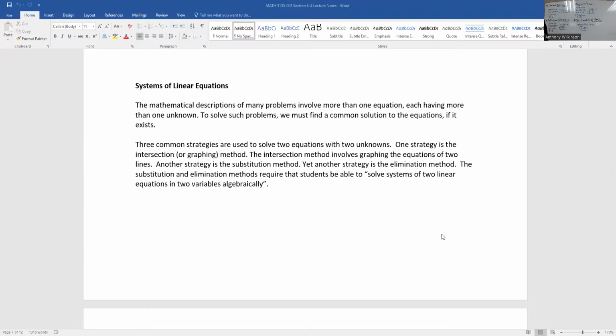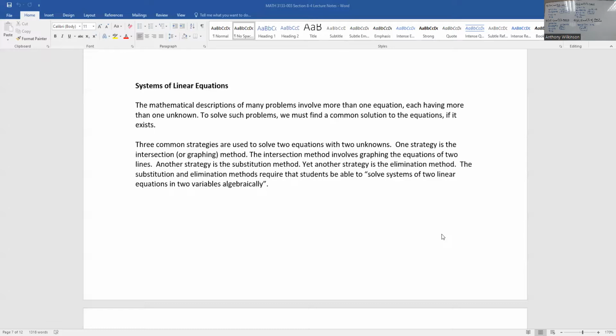Systems of linear equations. So here, the mathematical descriptions of many problems involve more than one equation, each having more than one unknown, usually an x and a y. To solve such problems, we find a common solution to the equations, if it exists. Okay. And systems of equations is usually two or more equations with two or more unknowns. For this, we'll just focus on two equations and two unknowns.